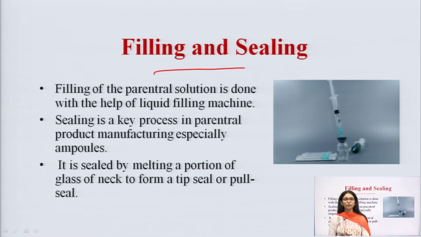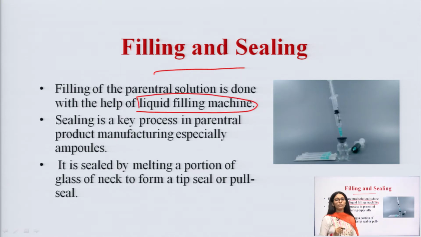Filling of the parenteral solution is done with the help of a liquid filling machine, right. So, this liquid filling machine is one of the major components in the filling and sealing technique. Sealing is a key process in parenteral product manufacturing, especially ampoules. So, what are ampoules, what are vials, we are going to learn one by one in each and every slide. So, the basic point we got to know is that filling and sealing takes place with the help of a liquid filling machine.